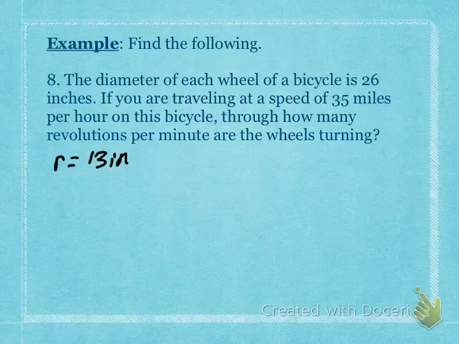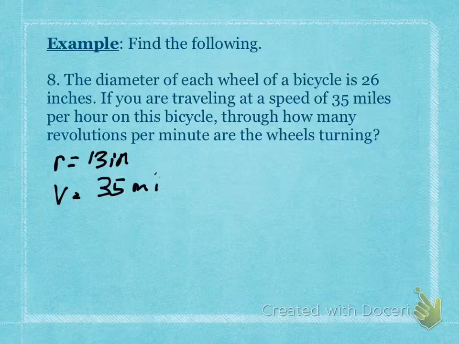What is this 35? Is that the velocity? Yes, that's the velocity. That's how far along the ground you're traveling. So that's V, and my V is 35. We're going to do some conversions here before we get much further. This is miles per hour.